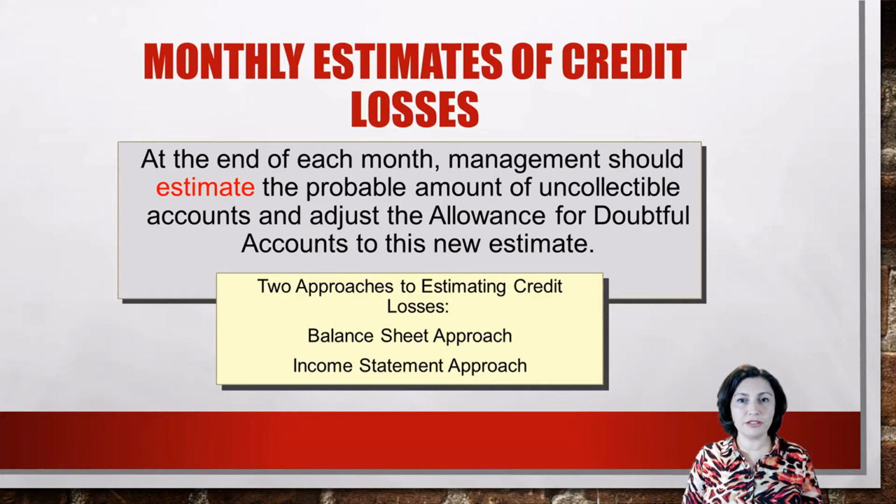There are two methods to estimate uncollectible accounts. One method is the balance sheet approach, and the other is the income statement approach. Let's look at the balance sheet approach first.